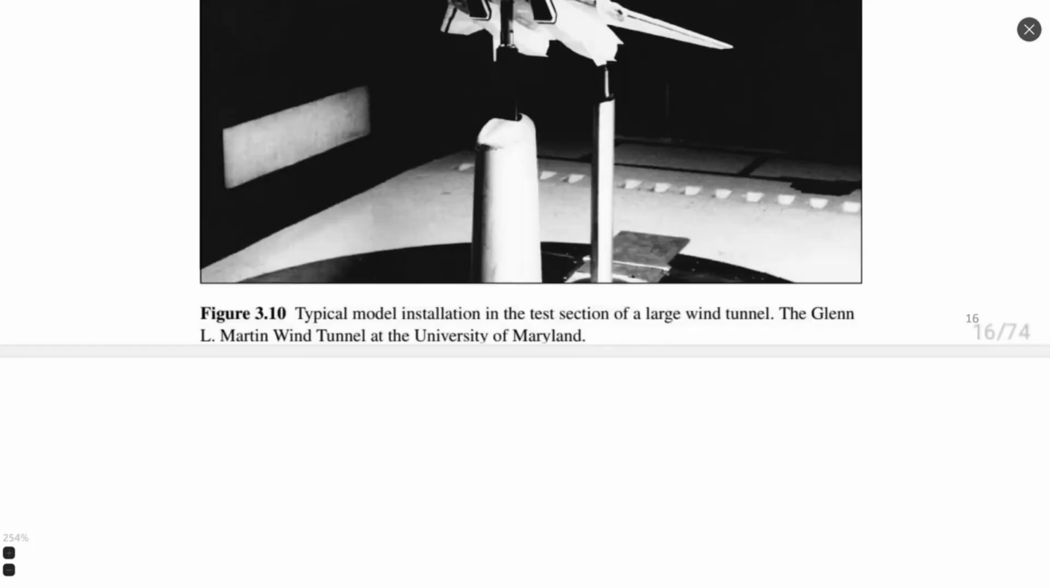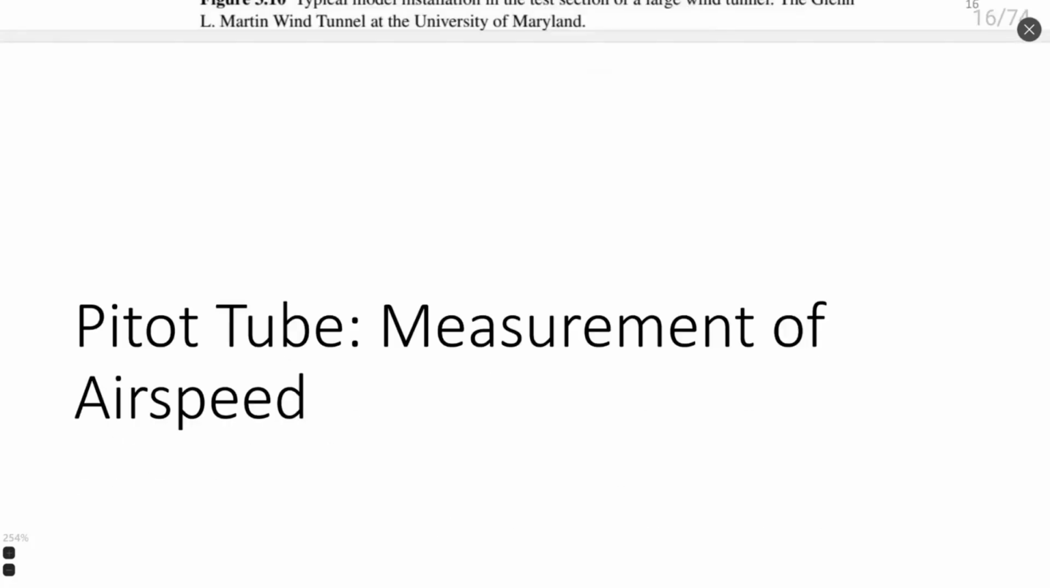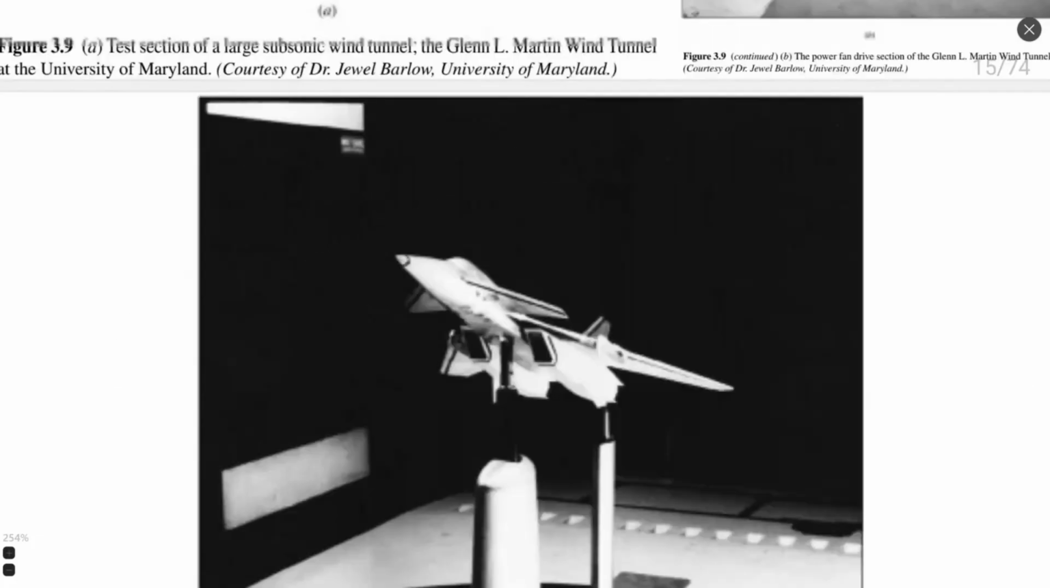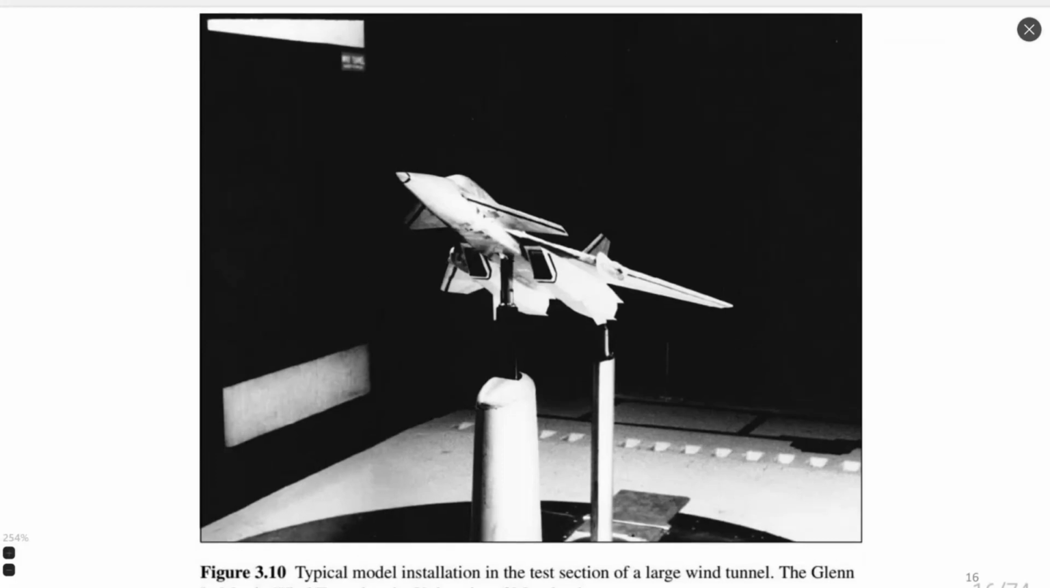Some tunnels that exist in the world allow even a complete airplane, small scale but a real airplane, or a car or an object of relatively big size to be put inside. What should be the size usually of the body inside a wind tunnel? It depends a lot on the characteristics of the wind tunnel and on the object.